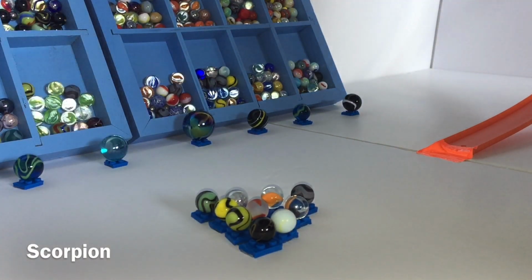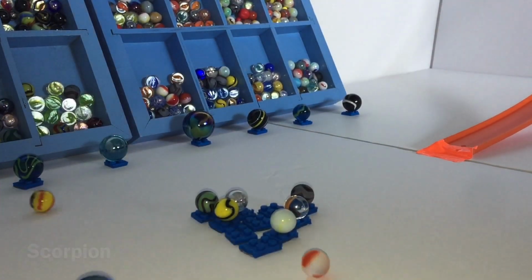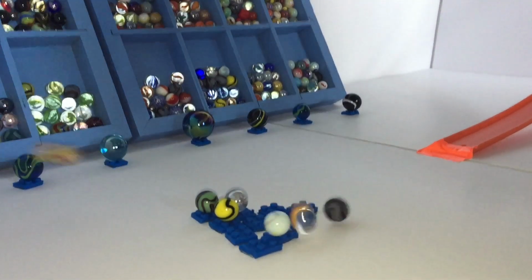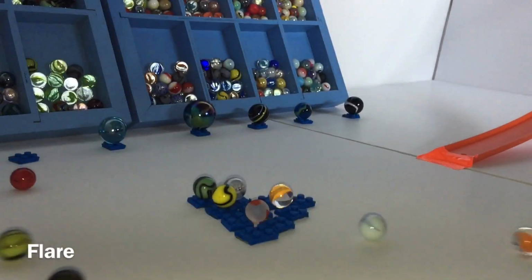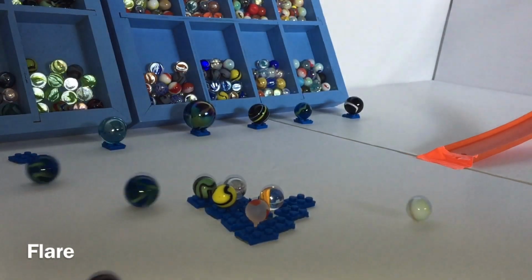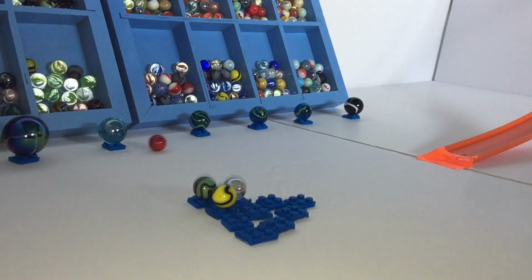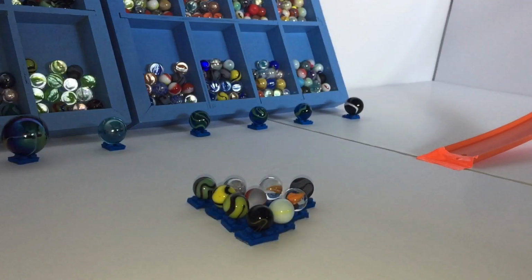Scorpion leading us off in our first bowl, and his first shot of two is going to go down as a four. Now his second bowl of the frame, and it is a three, leaving him with seven, placing him in a decent spot so far. Flair opening up with seven immediately. Wow. Can he capitalize on this? No. He's going to get zero. And now we have two marbles with sevens.